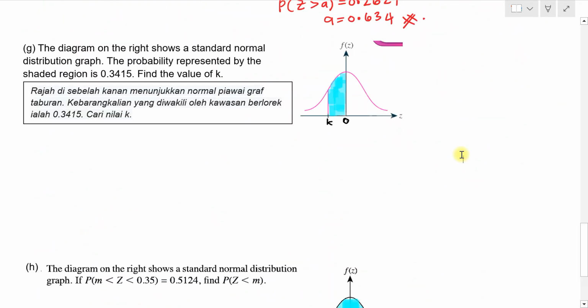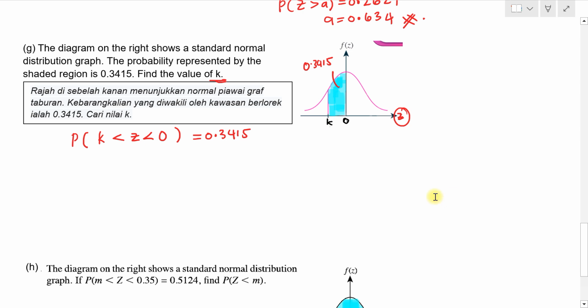Okay, we continue with part G. Part G, you can see the diagram on the right shows a standard normal distribution graph. The probability represented by the shaded region is already given as 0.3415. Find the value of K. K is actually the Z score. Remember Z. So first, you need to know how to write this in probability notation. You can see it is from K to 0. Correct? From K to 0. And the answer is 0.3415.